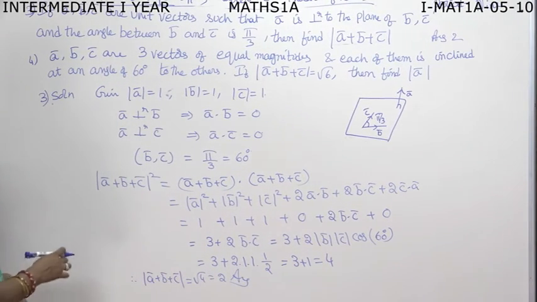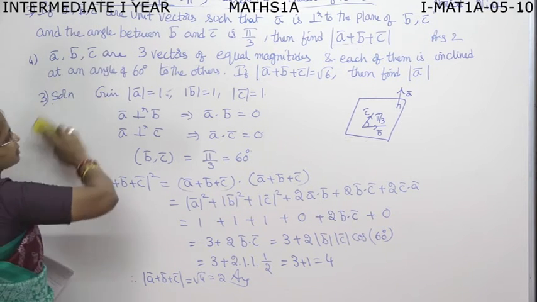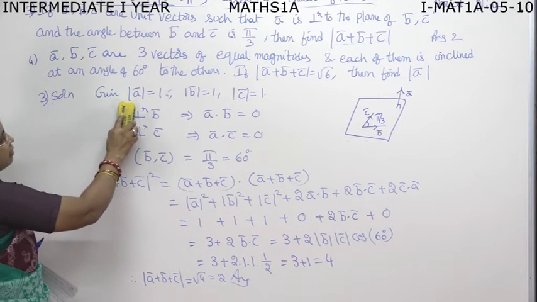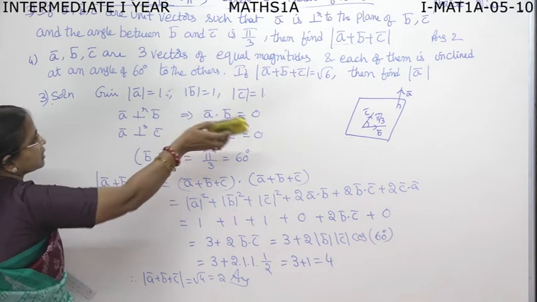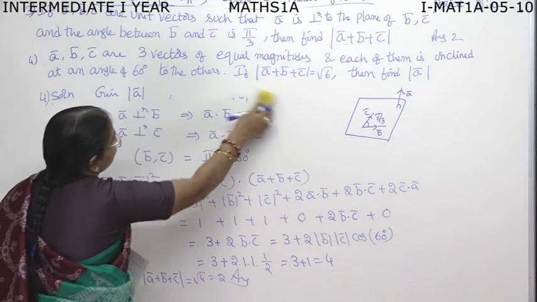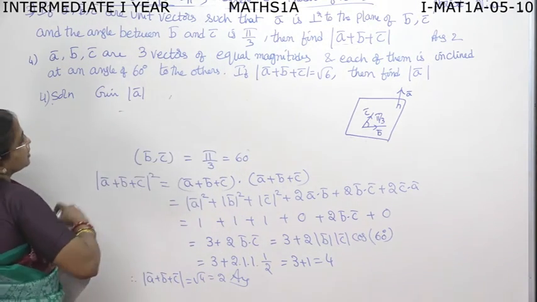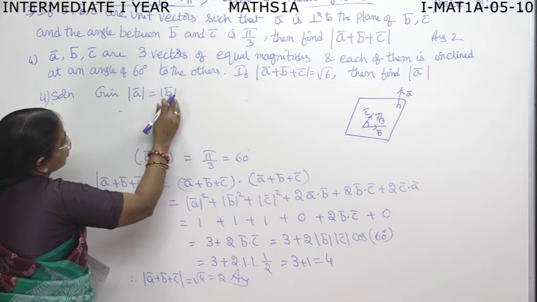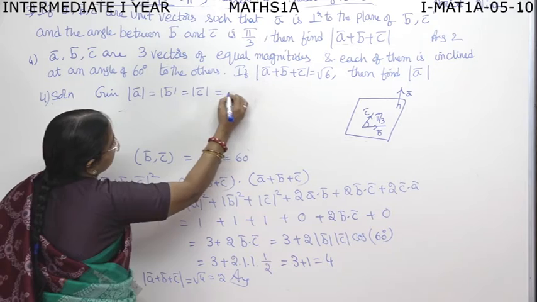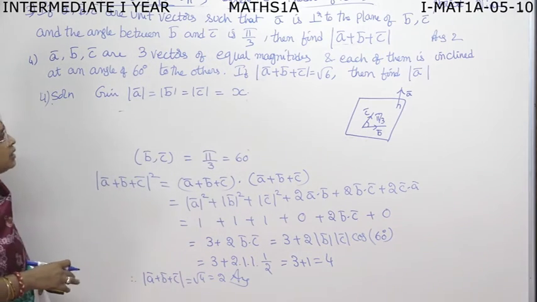So like this we do the problem. Now the next problem: A, B, C are three vectors of equal magnitude. So these are of equal magnitude, which means mod A is equal to mod B is equal to mod C is equal to some value, we'll take some letter. So, fourth one solution. Given that mod A is equal to mod B is equal to mod C, all three are equal, we'll take them as some x. Mod A, mod B, mod C is equal to x.